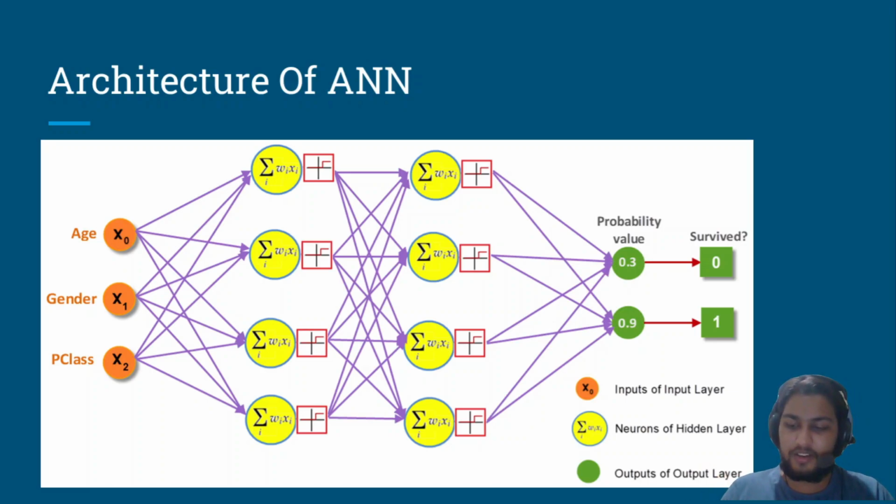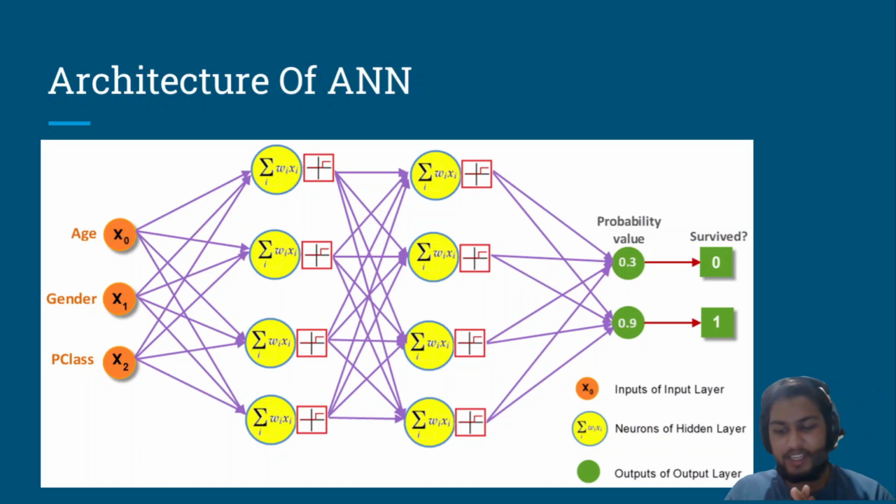If the activation function is sigmoid or softmax, we will get the probability value for all the nodes in the output layer, and the index of the highest probability value is the output. So you can see here, this is the probability value. Here it is 0.3 and here it is 0.9. So the node whose probability value is highest will be our output.